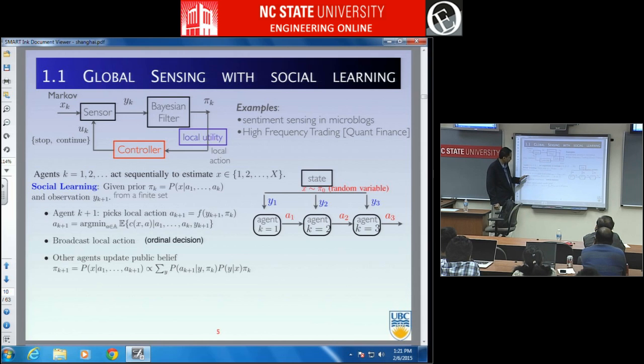And then it broadcasts its local decision to the next agent. Now, of course, we need to go from pi k to pi k plus 1. Well, that's pretty easy. Once the local decision of agent k plus 1 is known, then all the agents update the public belief, which is pi k, by Bayes' rule. So they compute pi k plus 1, which is now the probability of the state given a1 to ak plus 1, as a function of pi k using Bayes' rule.